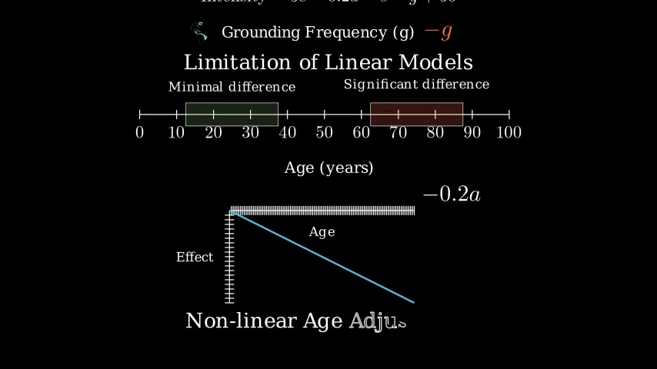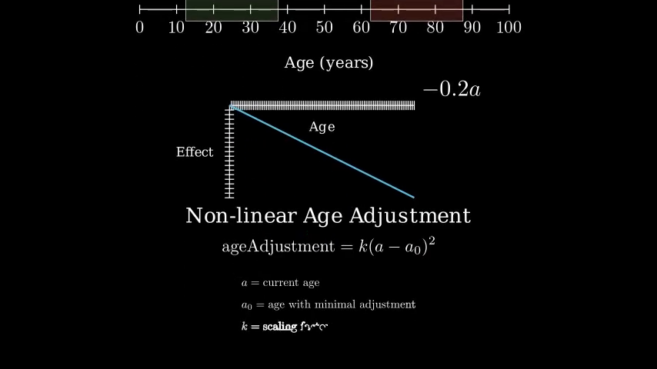Instead of a simple linear adjustment, we can use a quadratic function that minimizes the effect for middle-aged patients, but increases it for both younger and older individuals. The formula for this quadratic age adjustment could be: age adjustment equals k times the quantity a minus a sub 0, squared, where a is the patient's current age. A sub 0 is the age at which the adjustment is minimal, and k is a scaling factor to control the magnitude of the adjustment.